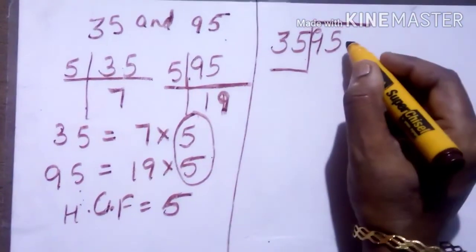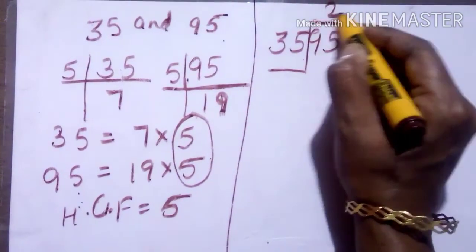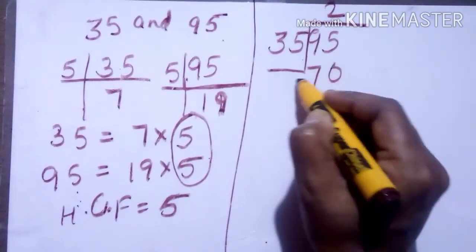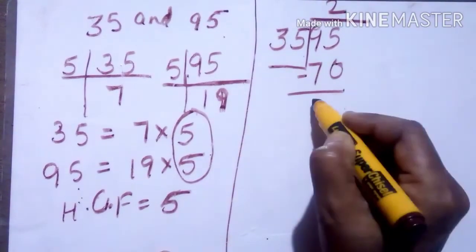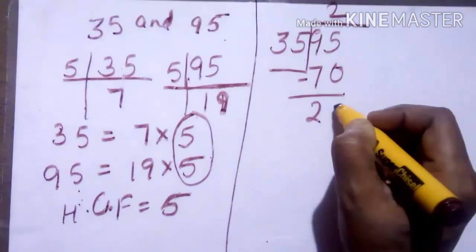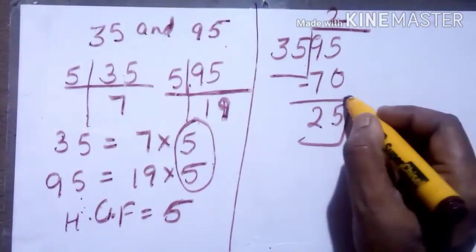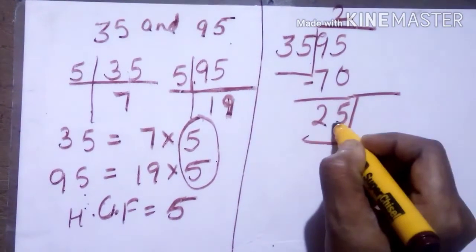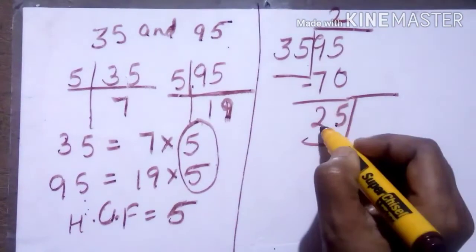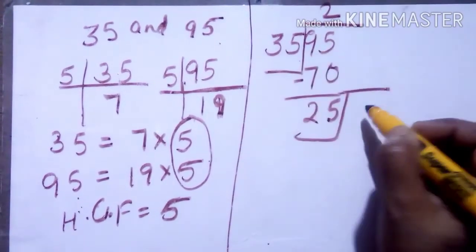Let us find out. How many times does 35 go into 95? 2 times 35 is 70. Subtract this. You get 25. 9 minus 7 is 2. 5 minus 0 is 5. You get 25. Now again you have to divide. 25 is now the remainder. So 25 becomes the divisor and 35 becomes the dividend.